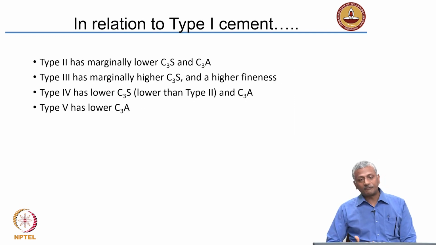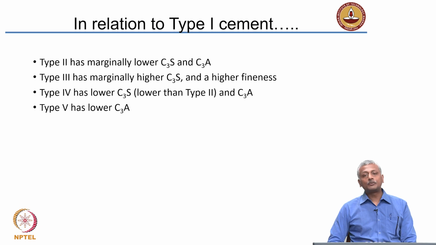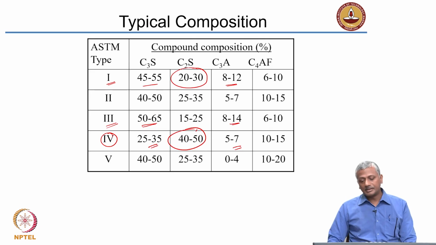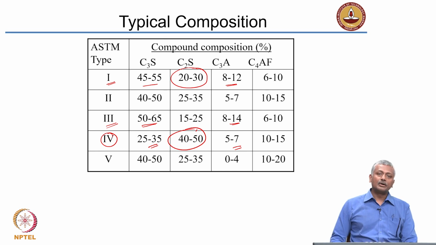So in relation to type 1 cement, that is general purpose cement, type 2 will have marginally lower C3S and C3A. Type 3 will have marginally higher C3S and as I said, a higher fineness. Okay. Type 4 will have a lower C3S and also lower C3A content and generally much higher C2S content. Type 5 will have a lower C3A content. That is what you see in this table here in terms of the quantities of the compounds presented in different types of cements.